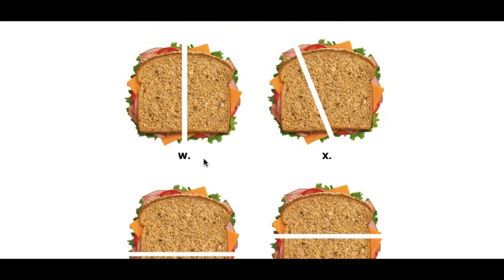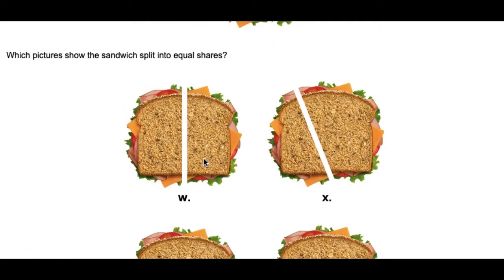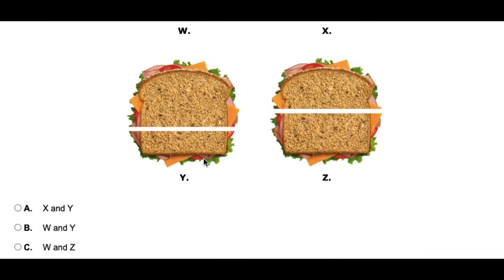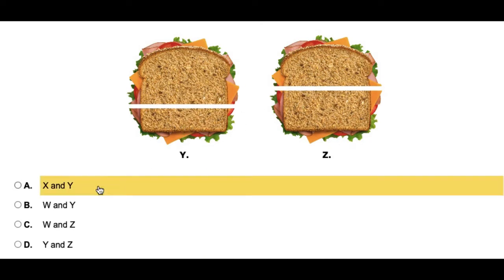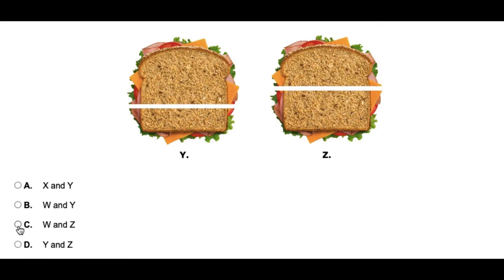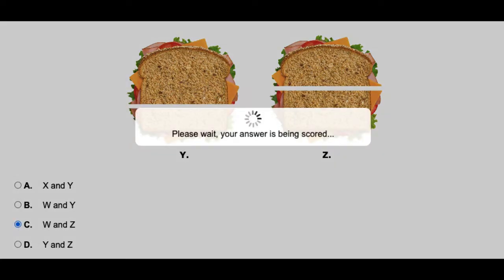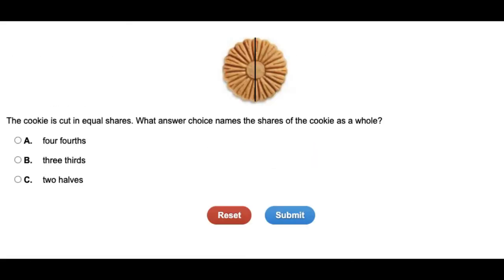Let's go with W. Wait, which picture shows it split into two? So we'll go with W and Z. Yeah, W and Z. Z is almost. Let's try.